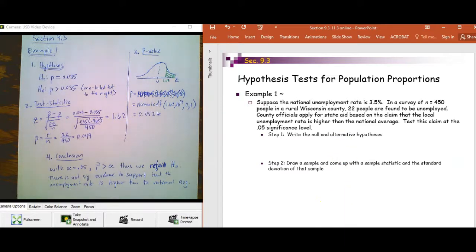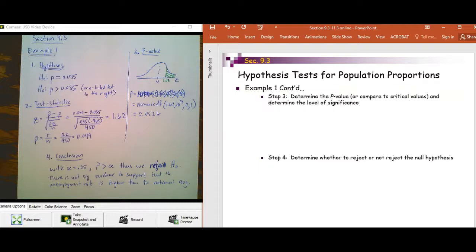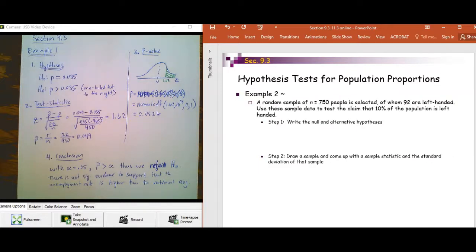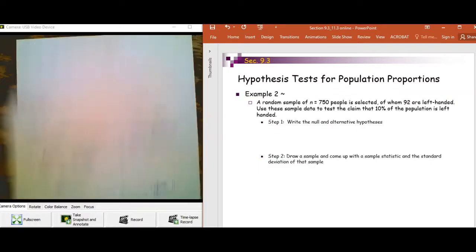So you can see the process is exactly the same. The only difference is a couple of formulas that we're using. Just keep in mind that with proportions we always use the z distribution. There's no case where sigma is known and unknown like we did with means. So we always use the z distribution for this type of problem. All right, let's try another one.